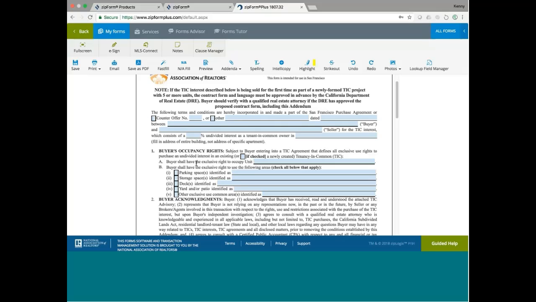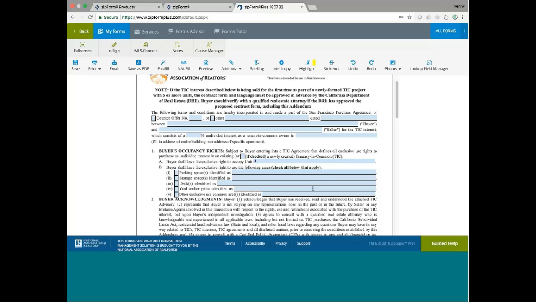And it says here, buyers shall have the exclusive right to occupy unit. So let's say among the TIC owners, they have reached an agreement about who's going to occupy what unit. So let's say TIC A is going to occupy unit A, so you put down unit A right here. So if TIC A is selling his 25% interest, then the buyer is getting the exclusive right to occupy unit A.